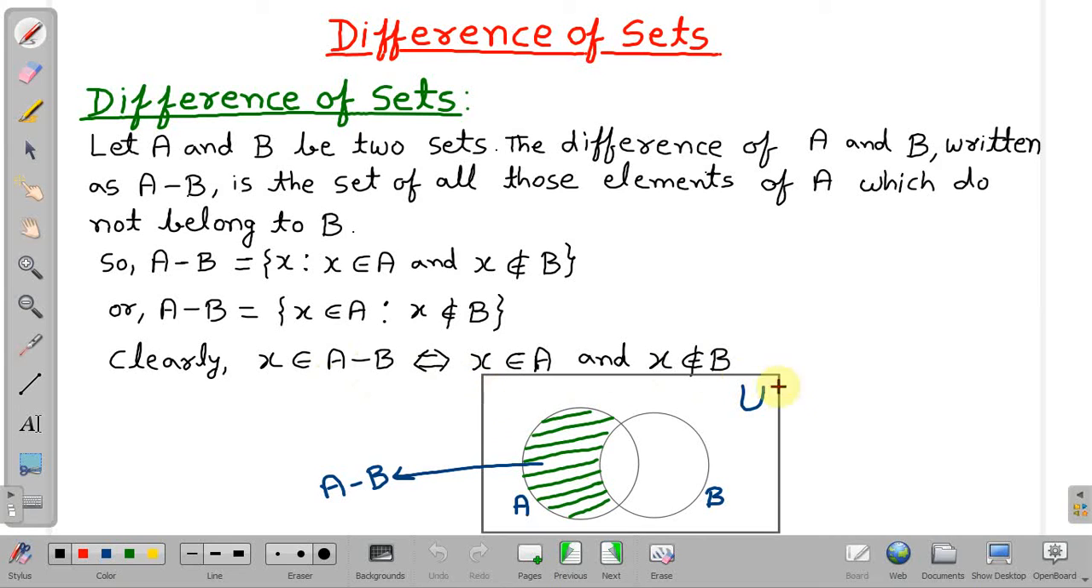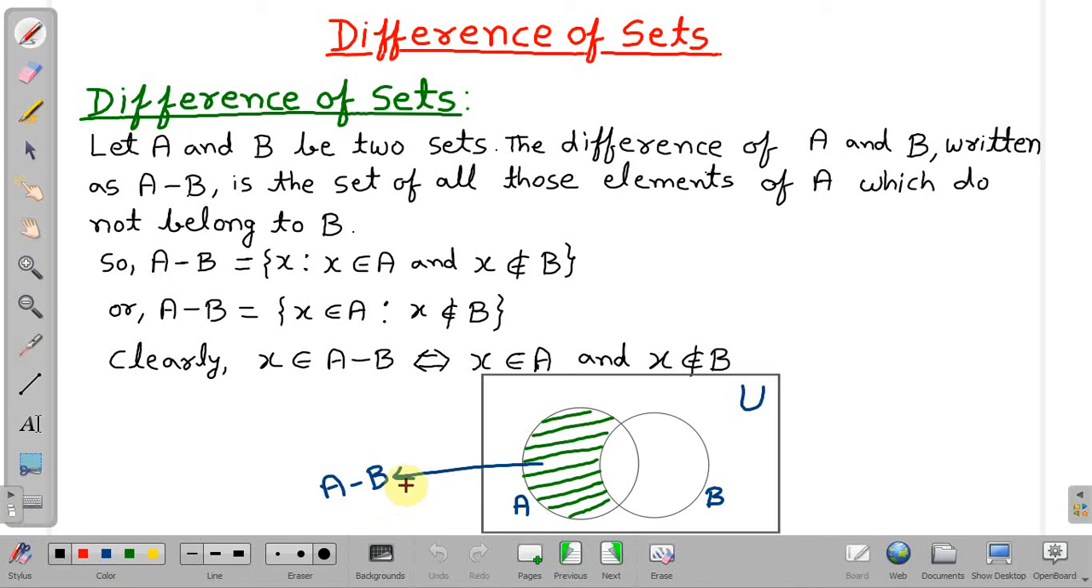So this rectangular box is our universal set, and the two sets, set A and set B, are these two circles. And this green shaded part represents A minus B. So clearly you can see this is the whole of set A minus the intersection part, that is, only the green shaded area. So this green shaded area represents A minus B.